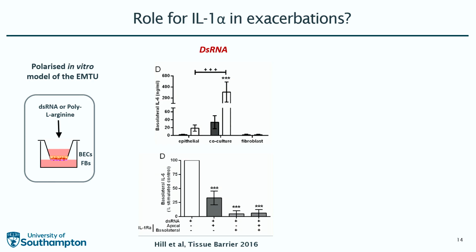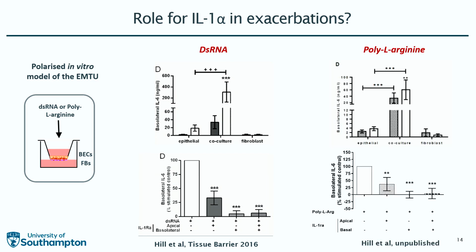We also see disrupted barrier, and we can block it with IL-1 receptor antagonism, and this was published some time ago. This is with double-stranded RNA, a mimic for viral infection, but we also see it with poly-L-arginine, which is kind of a mimic for eosinophilic cationic protein. And in exacerbations of asthma, we see an increase in IL-1 signaling, and while the studies of anakinra are kind of mixed, I would think about reconsidering that in terms of exacerbations of disease.